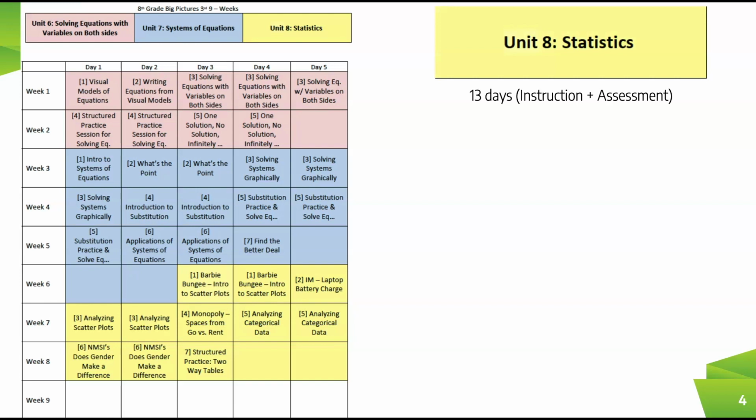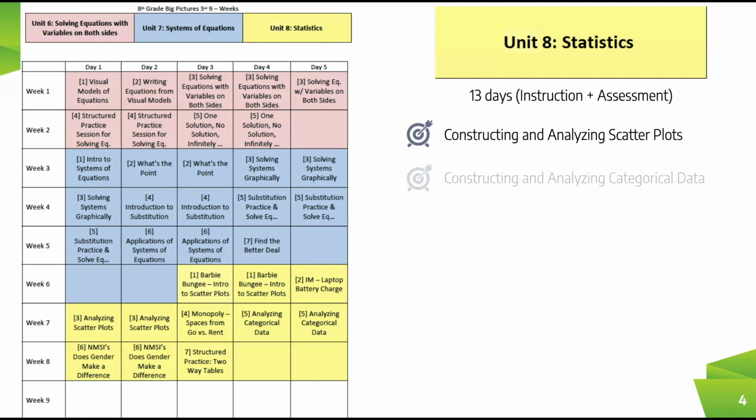The third 9 weeks ends with Unit 8, Statistics. This unit is 13 days. The unit is broken up into 2 main parts. Part 1 is on constructing and analyzing scatter plots, informally fitting the best line of fit, and interpreting the slope and y-intercept in the context of the scenario.